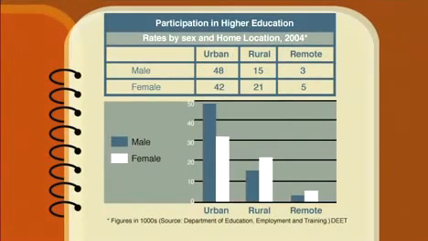Now let's take a look at a practice question. Here's an example Task 1 question. This table gives participation rates in higher education in New South Wales for males and females according to home location in urban, rural or remote areas for the year 2004. We also have a graph. The graph shows the same information as the table. We can see that we have information about the number of men and women who go on to higher education or university in three different areas.